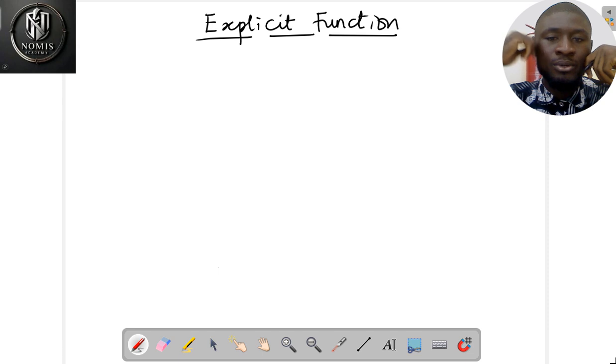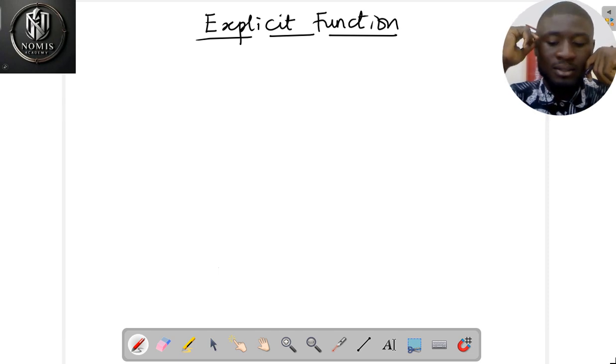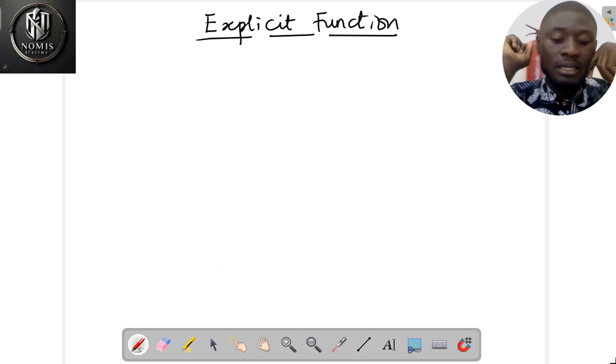In this video, I will be teaching you explicit function under calculus. What do I mean by function being explicit? In explicit function, one variable is defined completely in terms of the other. This means that the dependent variable y is written explicitly in terms of the independent variable x.